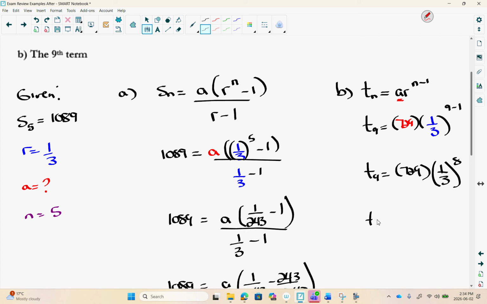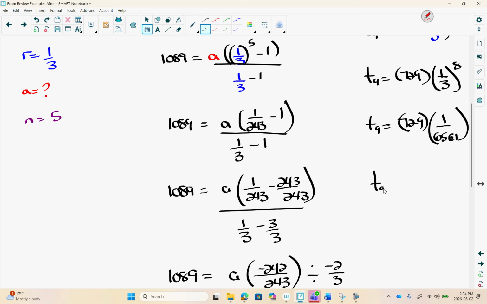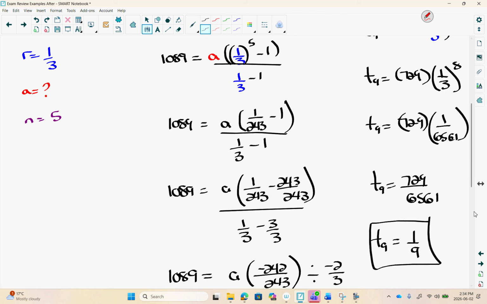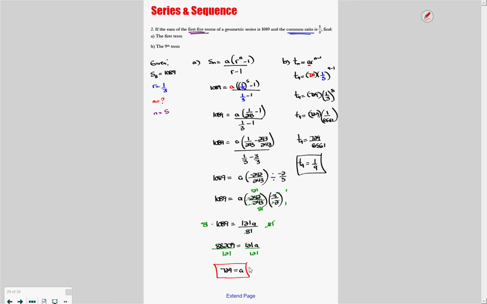which would be 1/6,561. Multiply top by top, bottom by bottom, and reduce. 729 over 6,561 is going to reduce to 1/9. So the 9th term is 1/9. Okay, first term 729, 9th term is 1/9.